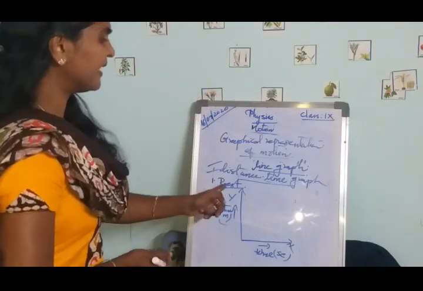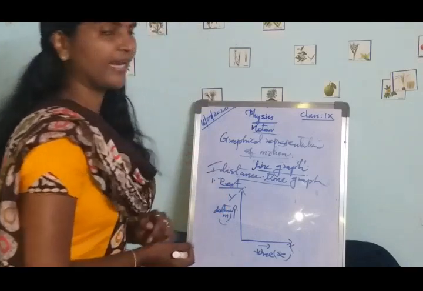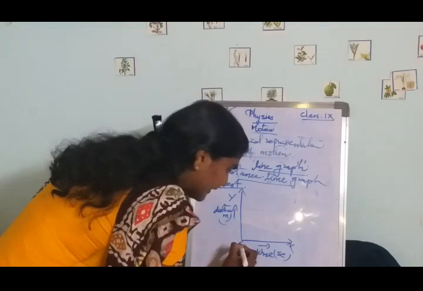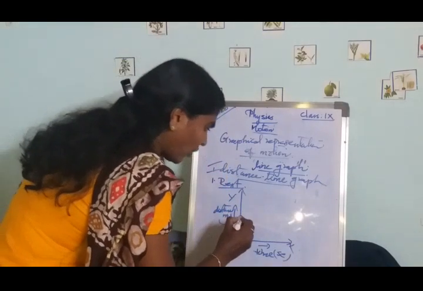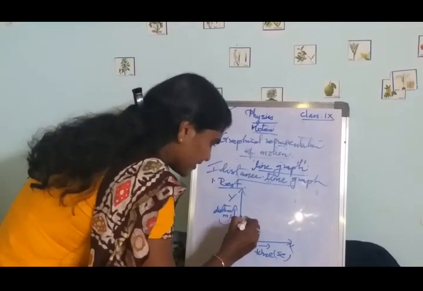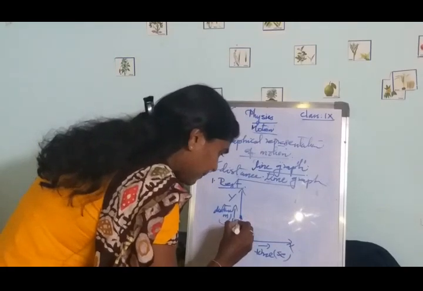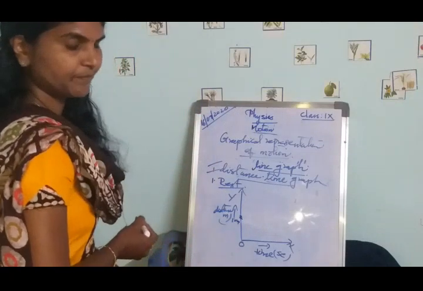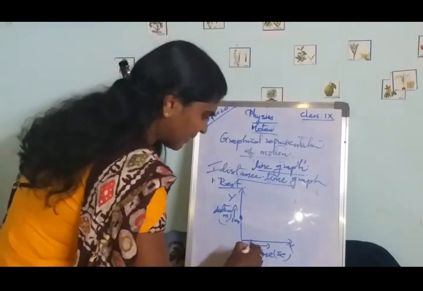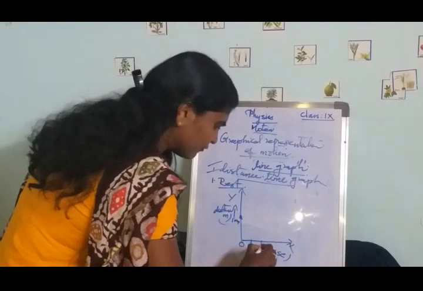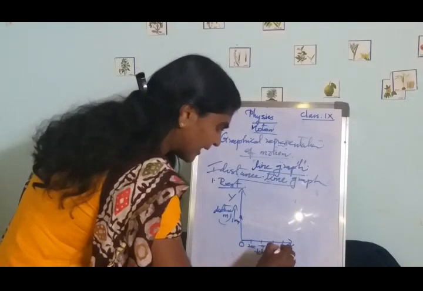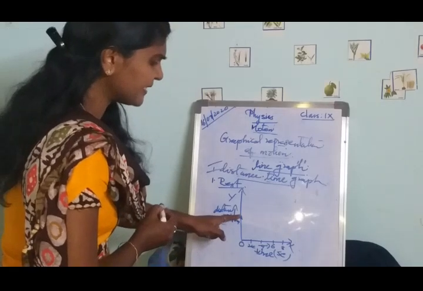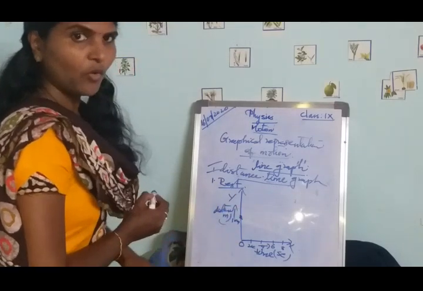Here we are going to draw the distance time graph for an object at rest. For that, O is the origin. From the origin we can consider a position, for example 10 meters away from the origin. We can represent the time as 2 seconds, then 4 seconds, then 6 seconds and then 8 seconds. See here, the object is 10 meters from the origin.